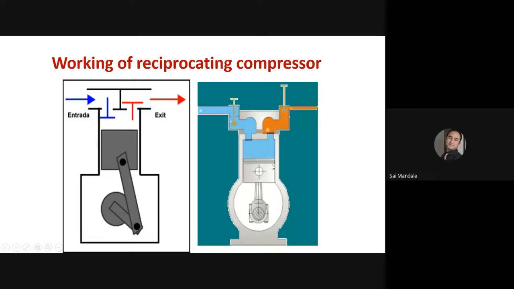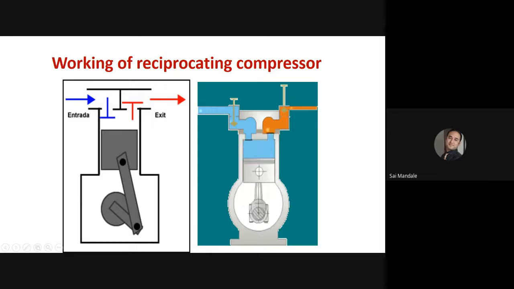Which are the two positions of the piston? One is a top dead center and one is a bottom dead center. They are known as TDC and BDC. Okay. Now these are the two different valves. One is a suction valve and the second one is a delivery valve or exhaust valve.